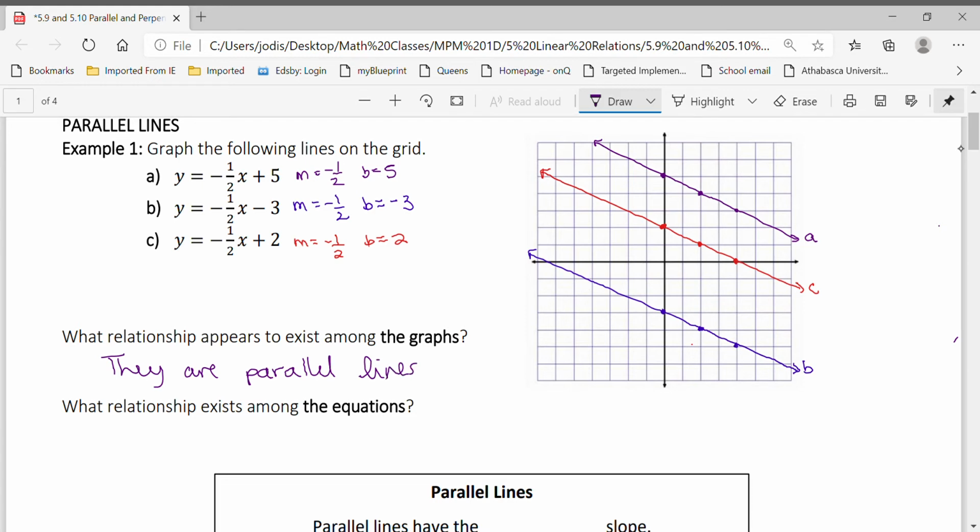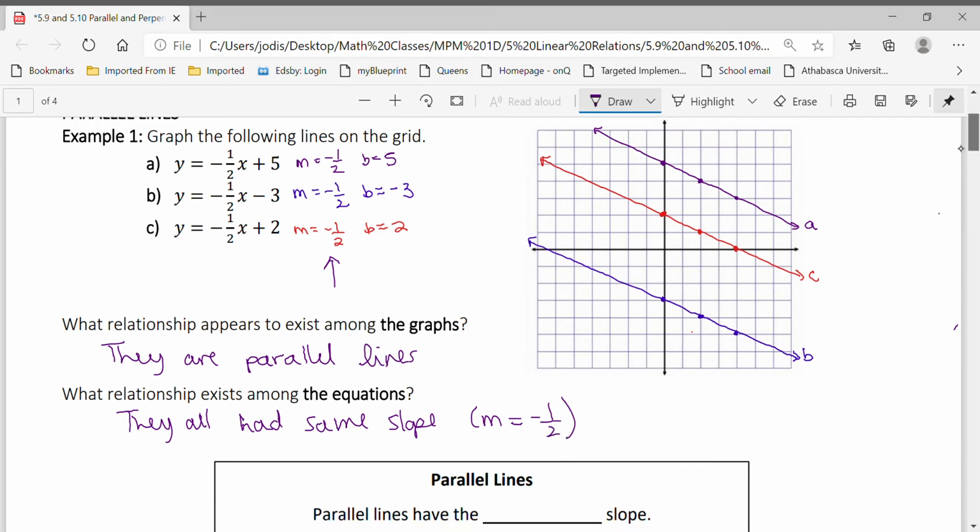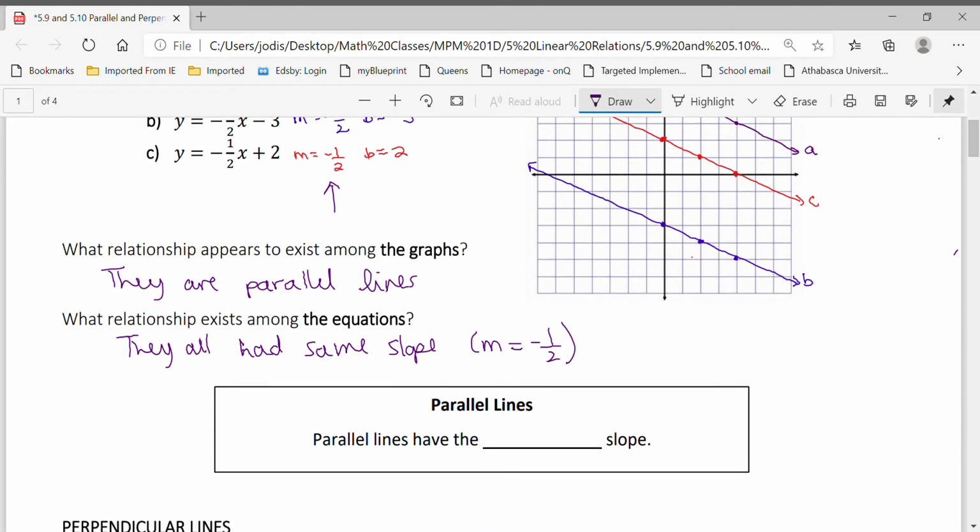Okay, and then what do we notice about the equations? Well, if we take a look, for all of them, our slope was -1/2, right? So they all have the same slope. So from this, we can determine that parallel lines all have the same slope.